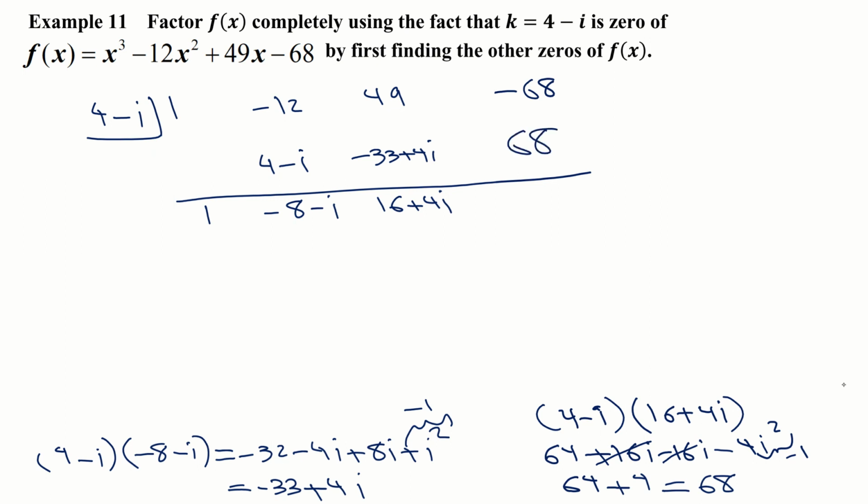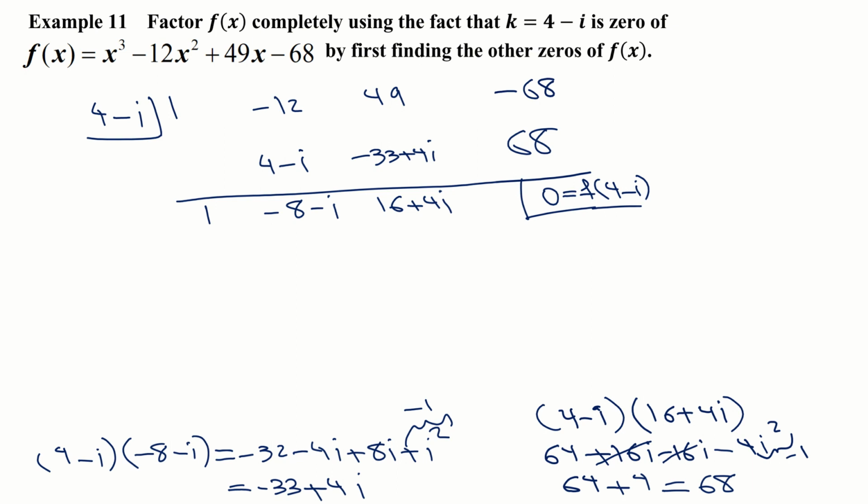So now we can see that it's 0 as expected. Why did we expect it? Because they told us 4 minus i is a 0 of this function, right? So we expect this to happen. We're not surprised by it. All right, so remember, this is f of 4 minus i by the remainder theorem, okay?